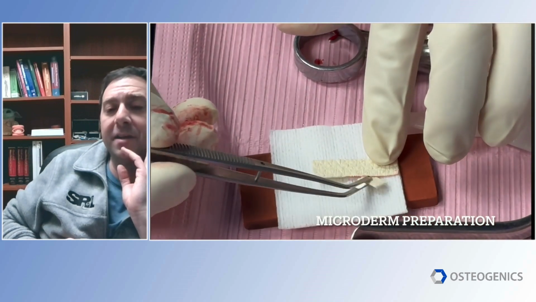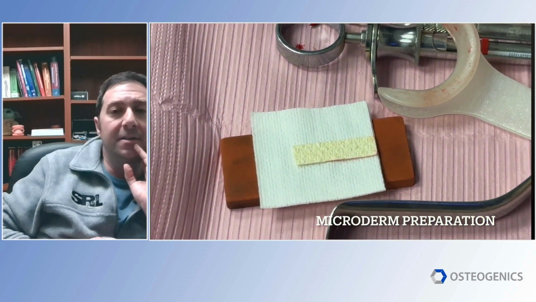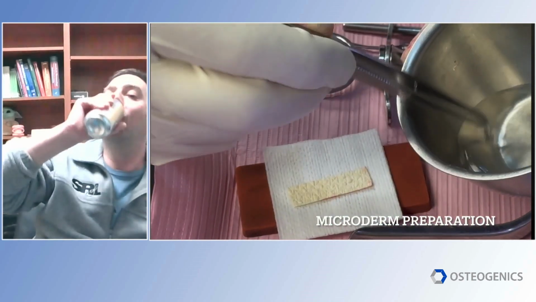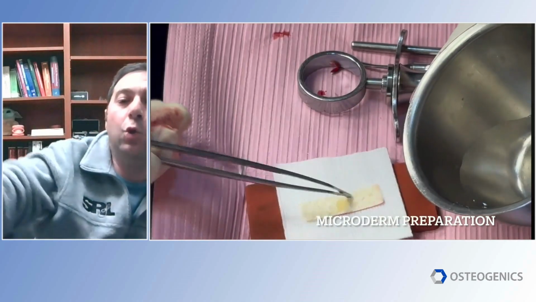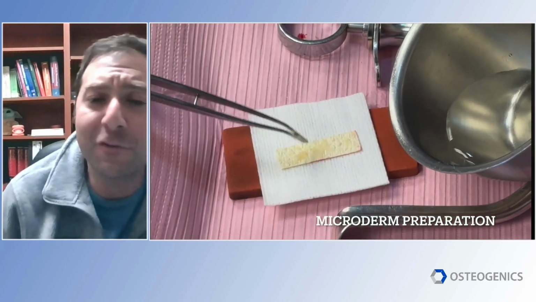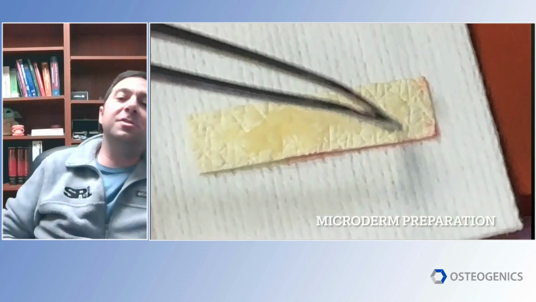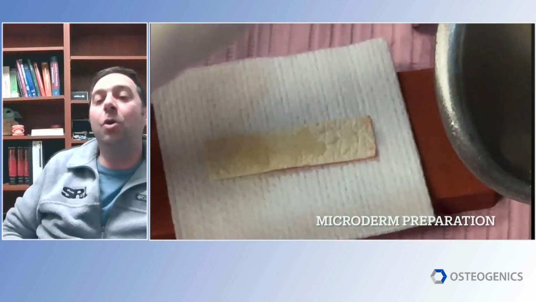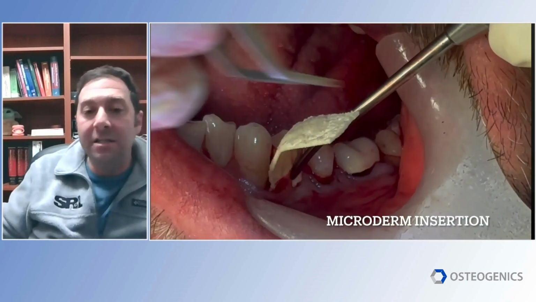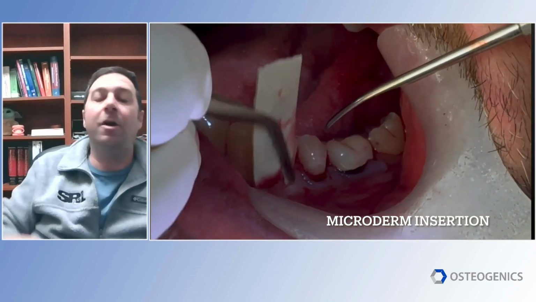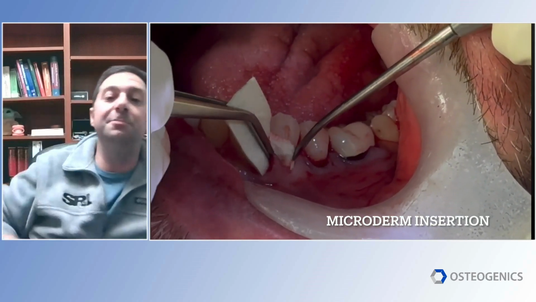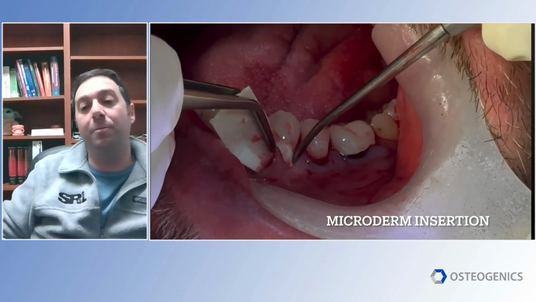And what I'll show you as well is I'm going to use some saline here to start hydrating it a little bit. And you can see how quickly the drops of saline get absorbed by the microderm. So whatever liquid it touches first is going to get absorbed, which is why I don't like to wet it first. I don't want saline to be absorbed. I want blood to be absorbed first onto that graft. It's almost like when you place an implant, the first thing you want to touch that implant is blood. So here you can see my microderm insertion.